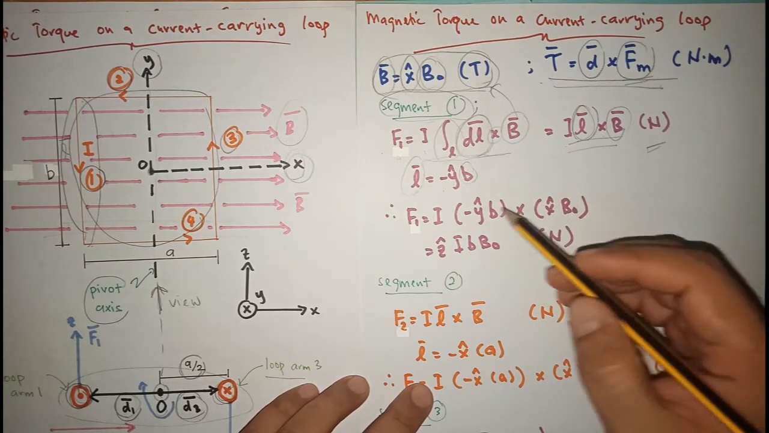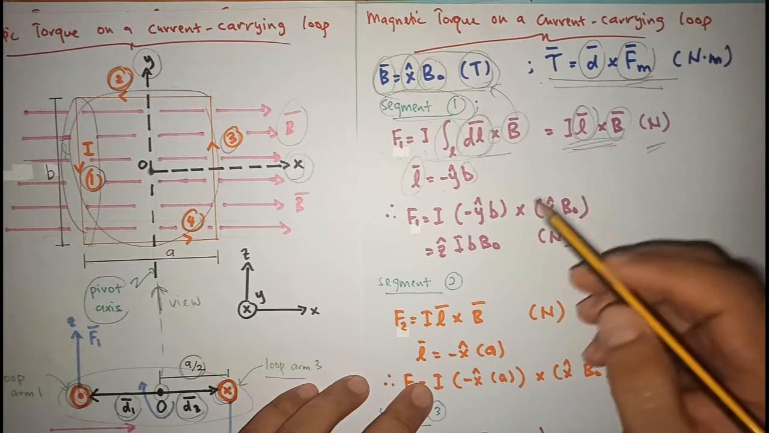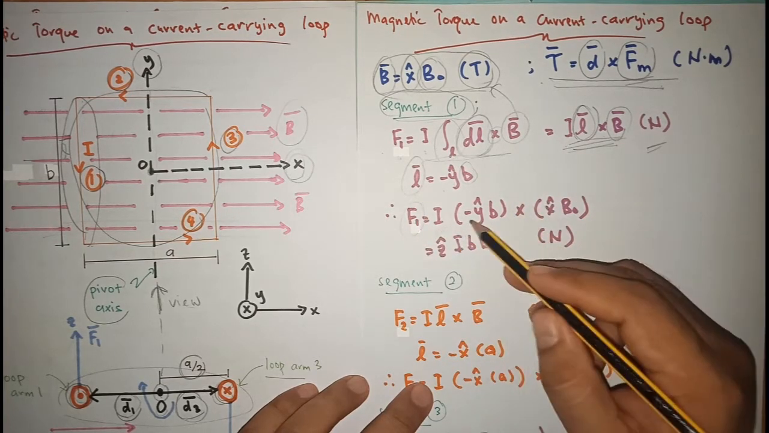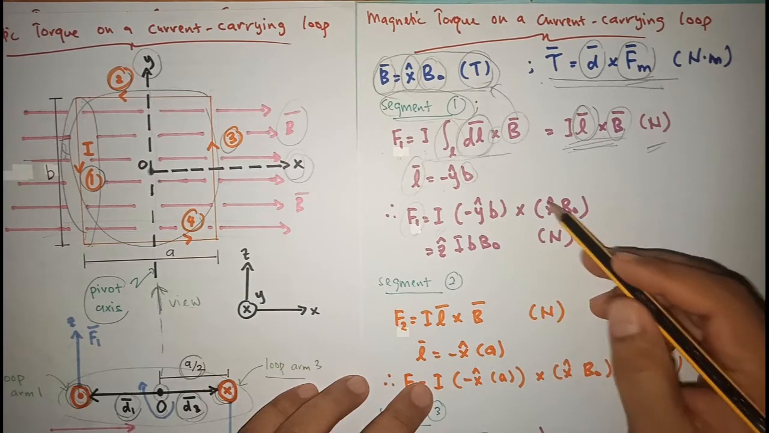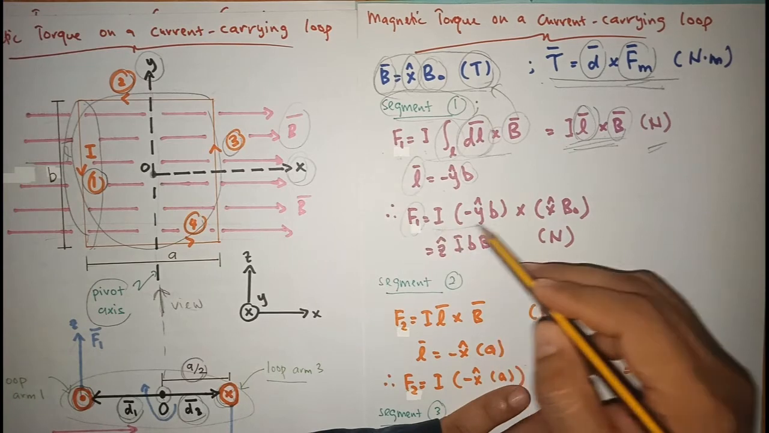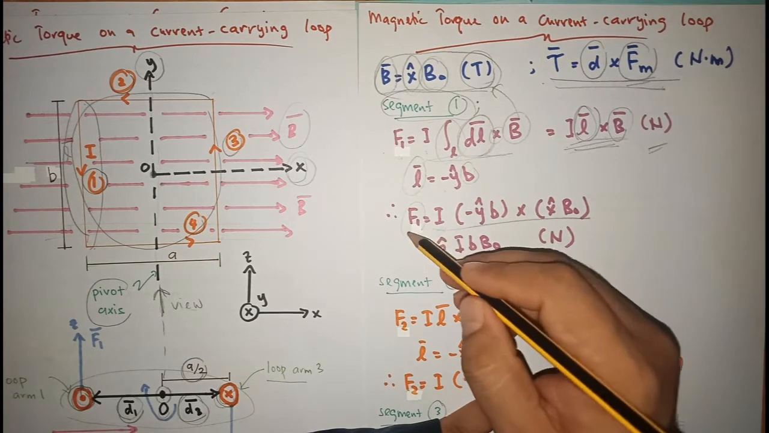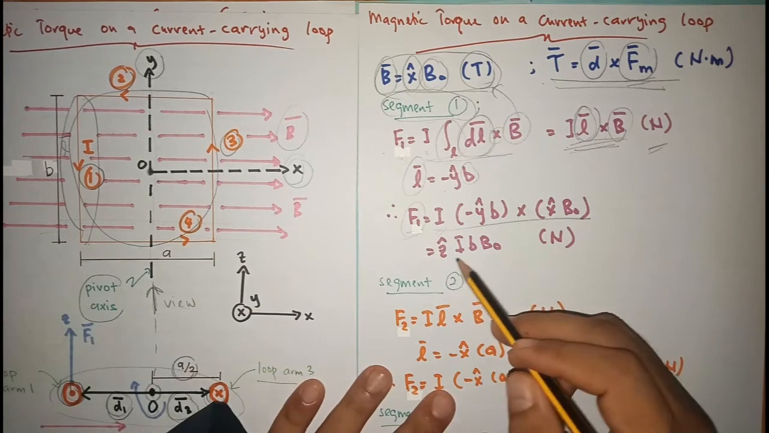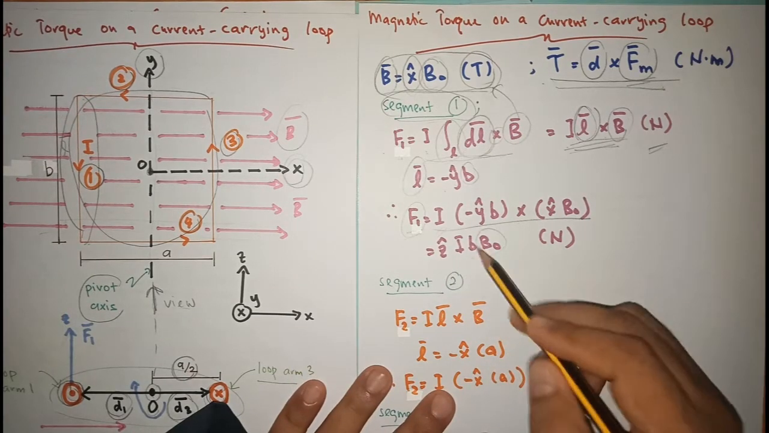If we replace this equation with all the parameters that we know, then F1 is equal to I minus y cap b cross with x cap B naught. By solving this expression, the force that acts on the first segment is equal to z cap I b multiplied by B naught.